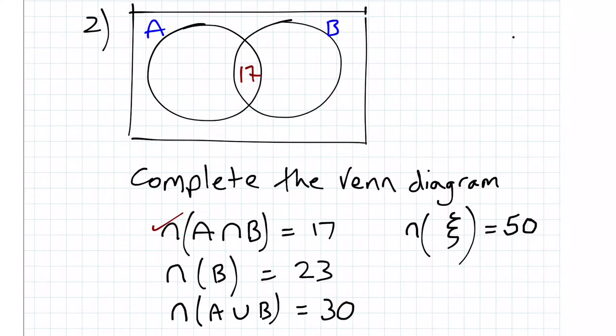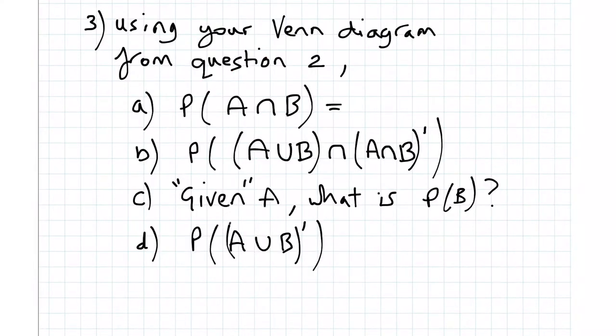On to question 3. Using the Venn diagram that you've just completed, you have to work out the probability of being A intersect B and all the other things that you can see there. And remember, the word given is very important, so think about what that means. Come and see me if you are stuck.